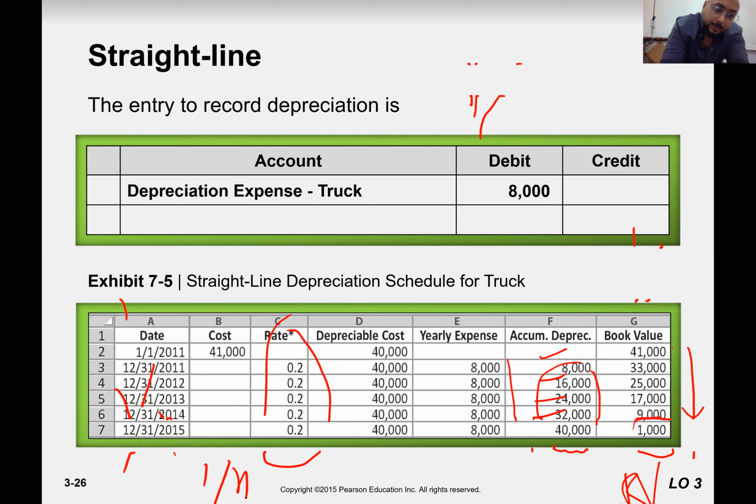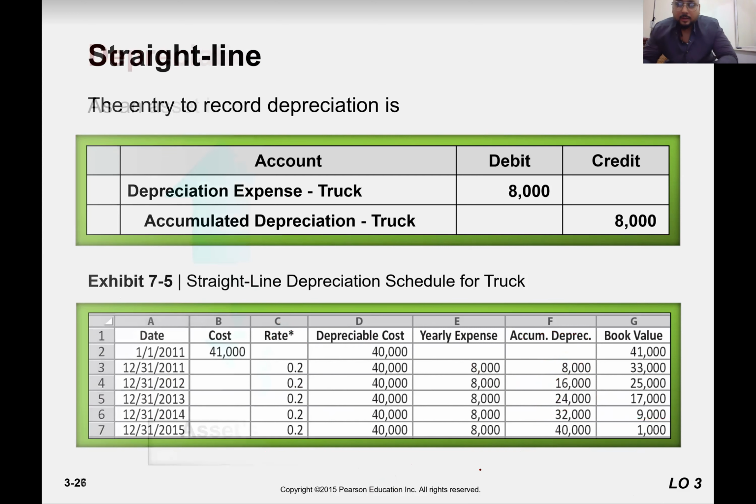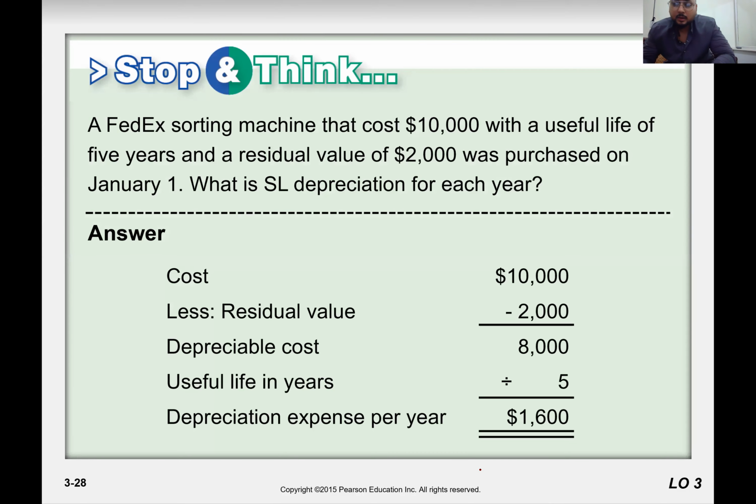1 by n. 1 by 5 years is equal to 0.20 or 20%. Right? So they just calculate the rate at 1 by n. Simple. Right? So here, now we can explain the double declining method.